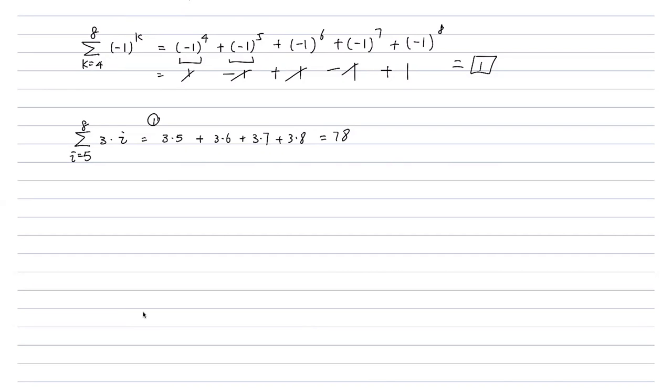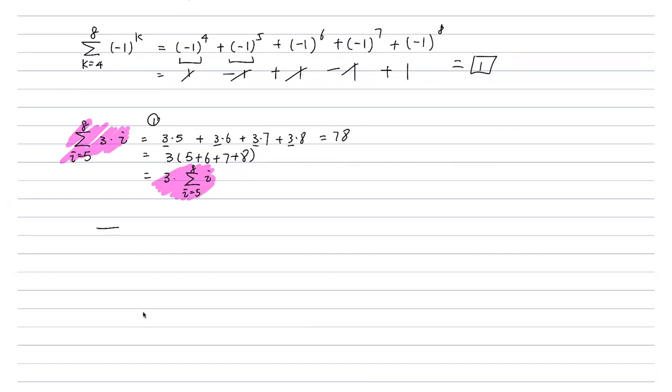Another option right here, as you can see, we're going to have 3 times 5, 3 times 6. So each term has a 3 right here. So you can factor out the 3, and then we've got 5 plus 6 plus 7 plus 8. Now if I go back, that means I'm going to have 3 times the summation, i going from 5 to 8 of i. So then my summation right here is actually equal to 3 times the summation i from 5 to 8 of i. So these two are the same.